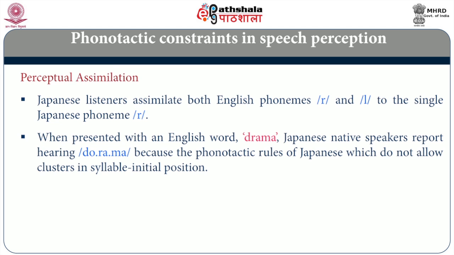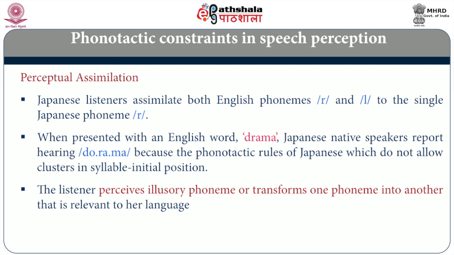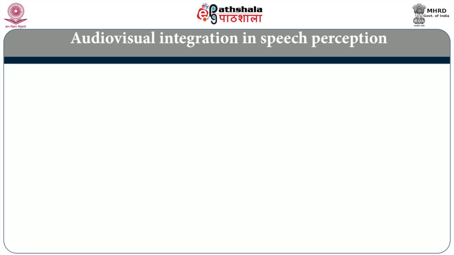So, what did you hear? Drama, do rama. They will even pronounce it as do rama, they hear it as do rama. In other words, the listener perceives illusory phonemes. Phonemes which don't exist are perceived because your language forces you to listen according to the principles of your language, which are relevant to your language, right?